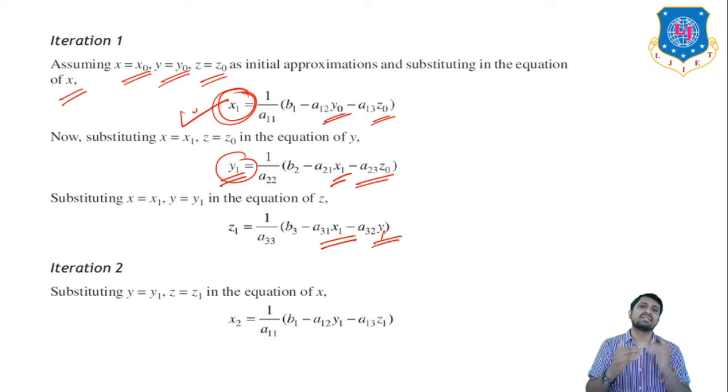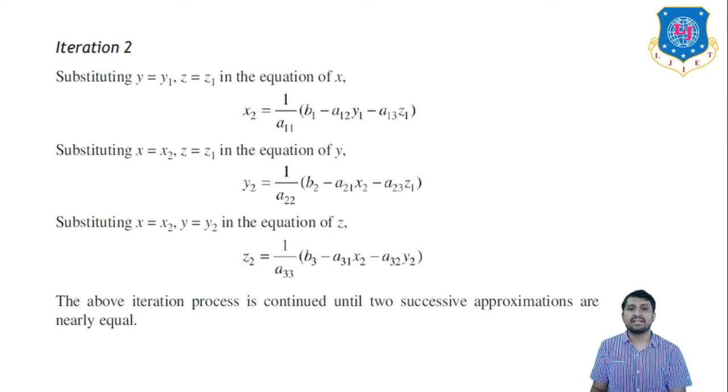Now iteration 2. Now you have x1, y1, z1. So in iteration 2, when you find x2, the second approximation of x, on the right hand side you have to take y1 and z1. Now when you take the value of y2, in iteration 2, on the right hand side instead of x, now you have x2 and z1. So in an example you can easily understand.